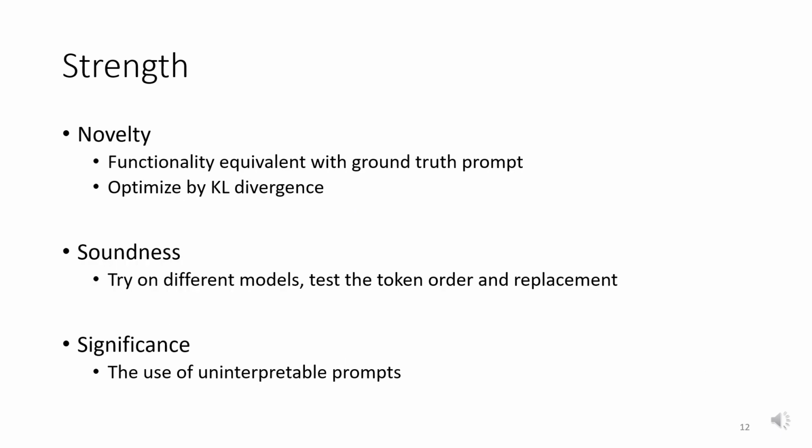To the conclusion, first is the strength of this paper. For the novelty, they consider a new prompt optimization, which is trying to optimize the prompts to be functionally equivalent to the ground truth prompts and using the KL divergence to measure the performance. For soundness, they not only try the optimized prompts on different models, but they also try the sensitivity of the token order. For the significance, people would pay more attention to the uninterpretable prompts since they can be more useful.